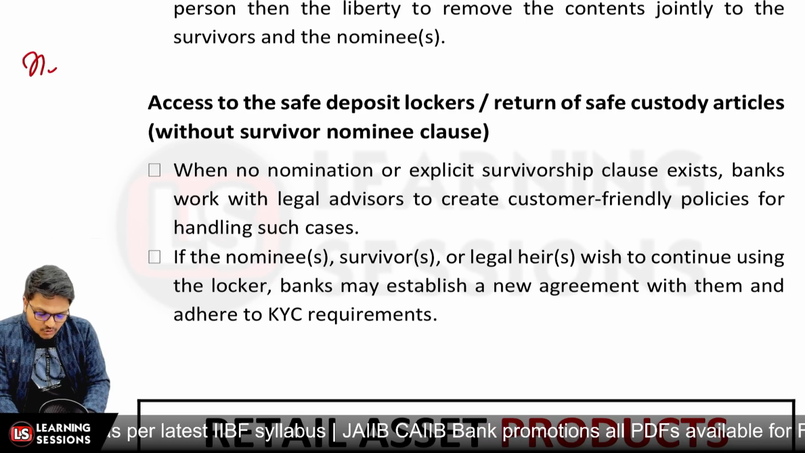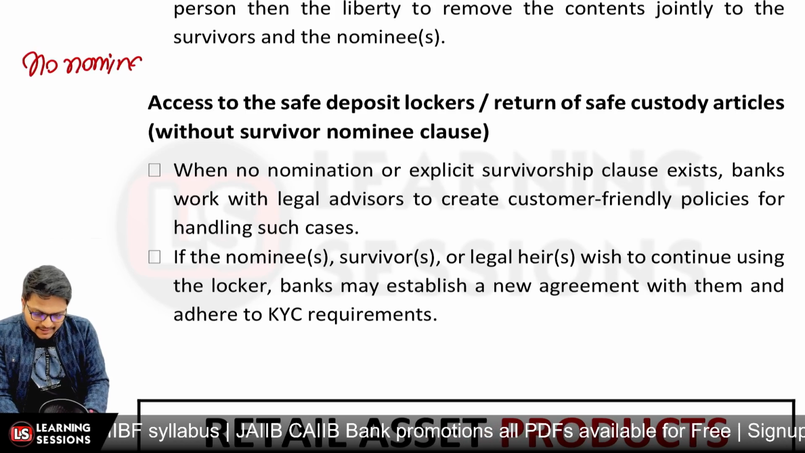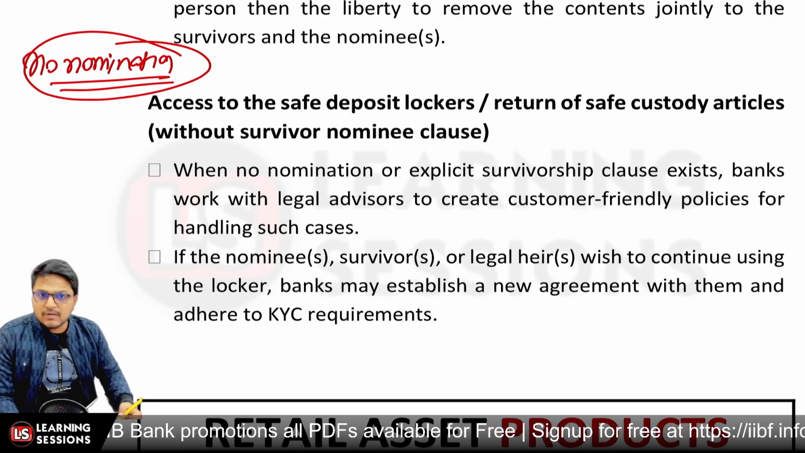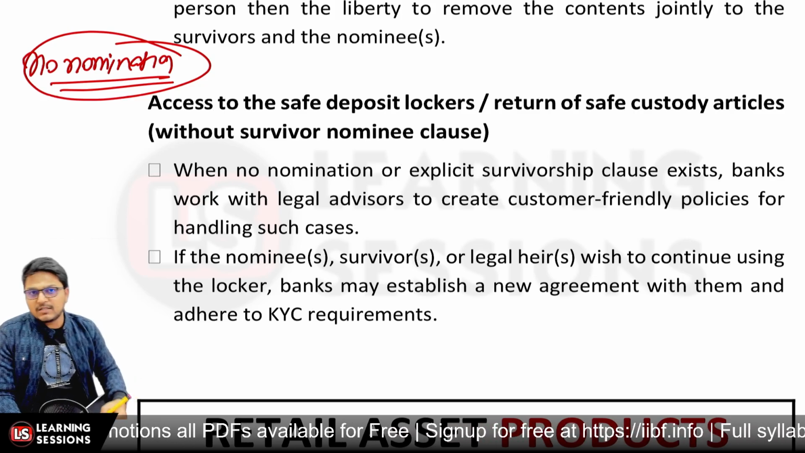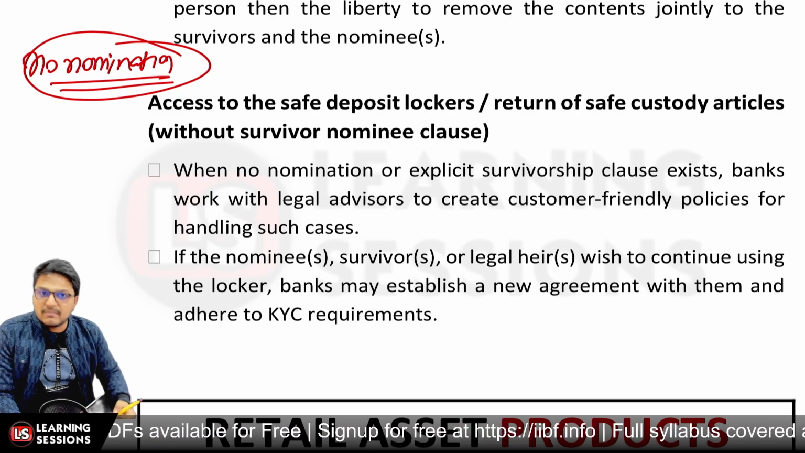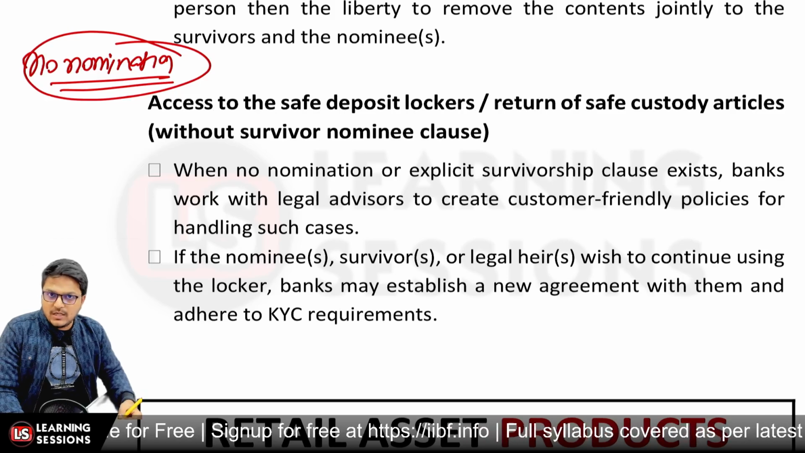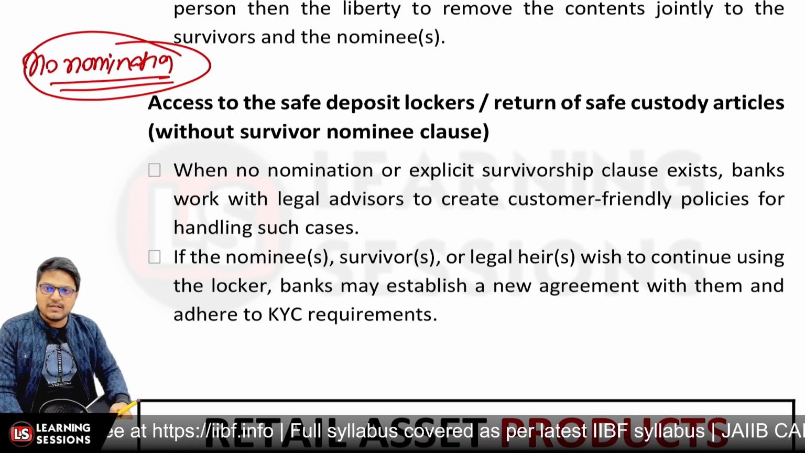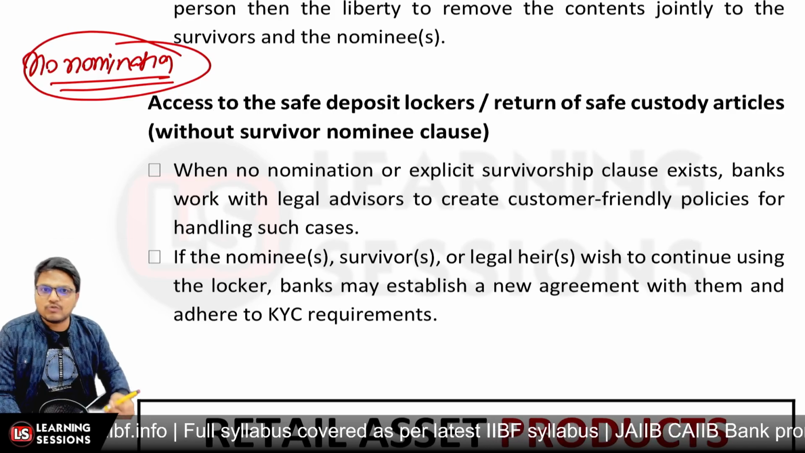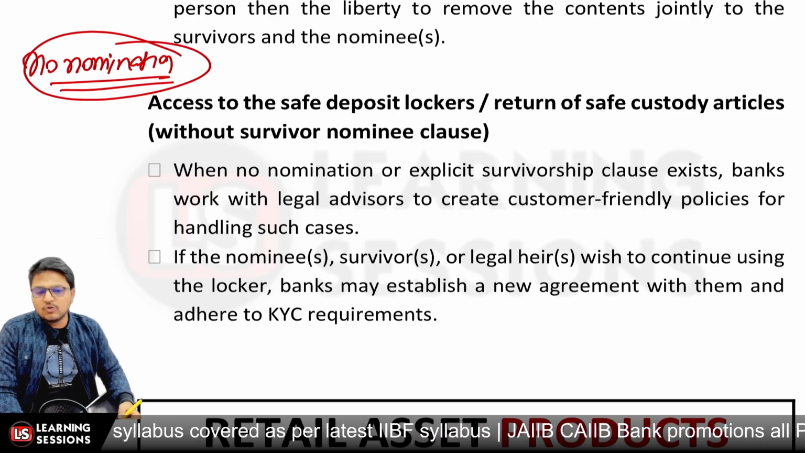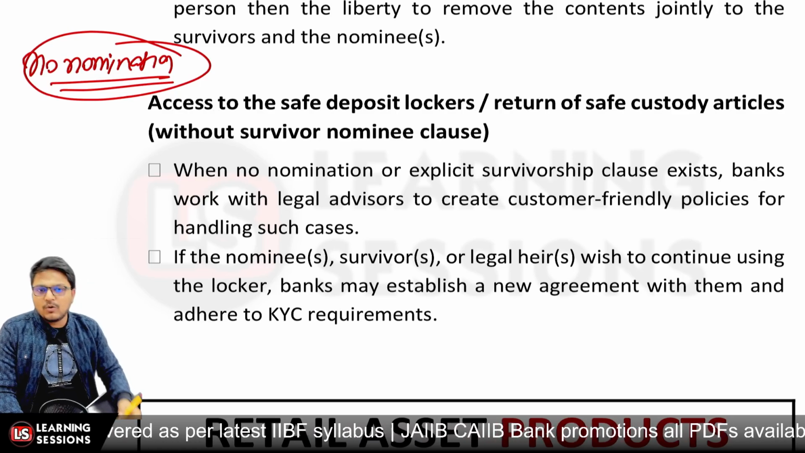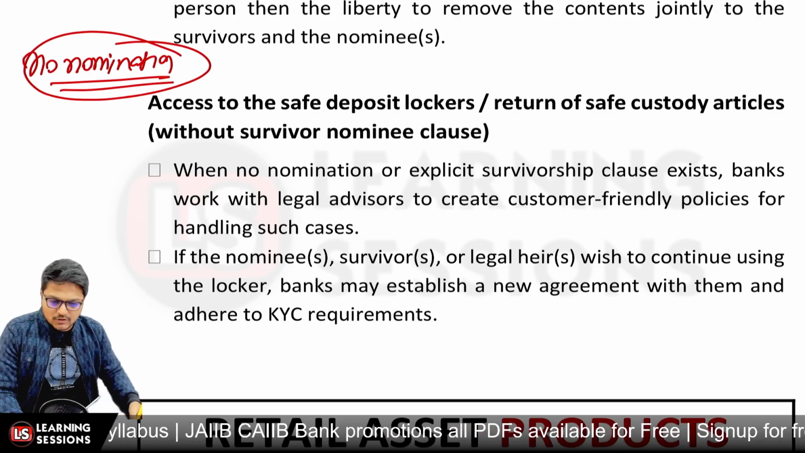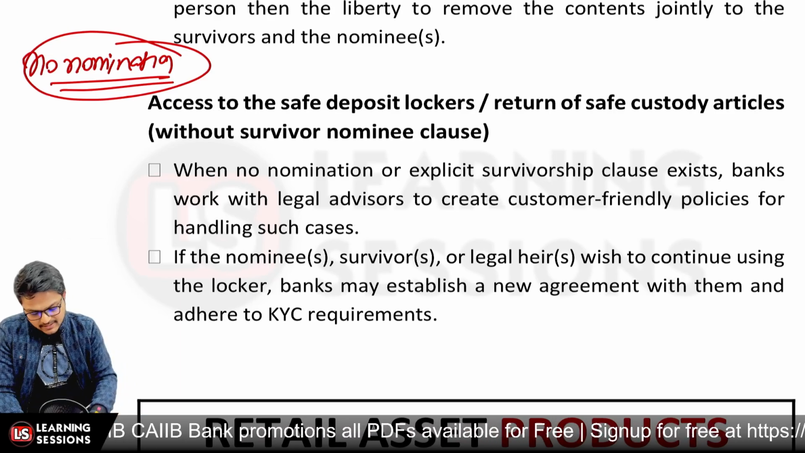Let's say there was no nomination available and no survivor either. In that scenario, a letter of administration or legal succession certificate is to be submitted, and only after that, the bank, after verifying the facts and figures, can give joint access to the legal heirs who wish to use the locker, or create a new agreement for the same, adhering to the KYC documents, and so as to remove the articles, right? So that is to be kept in mind.